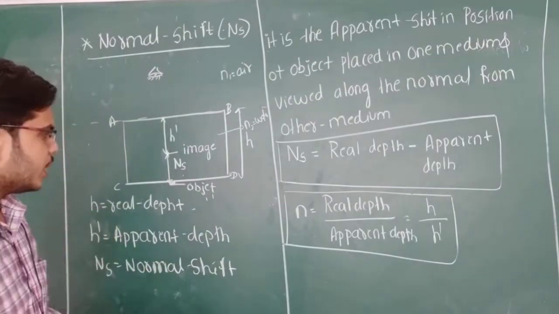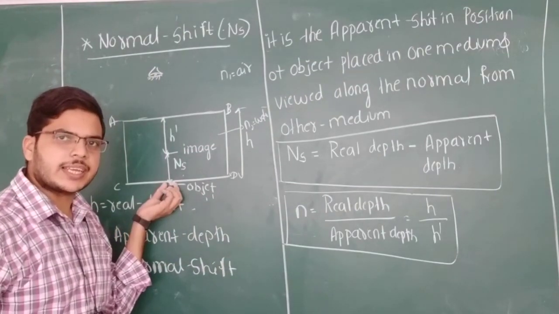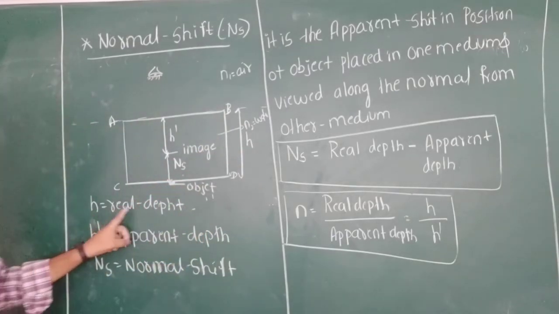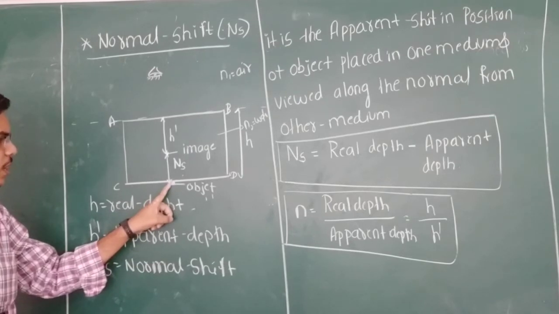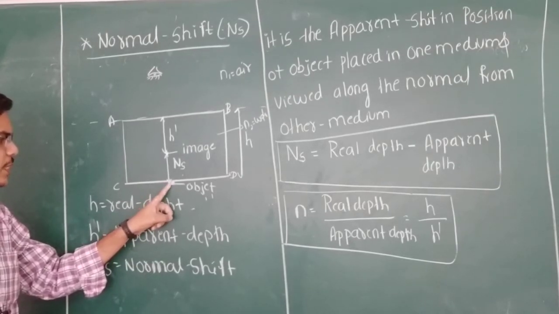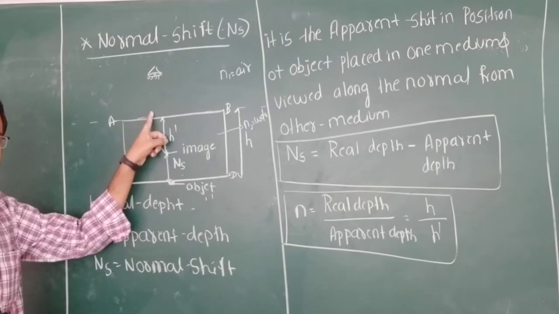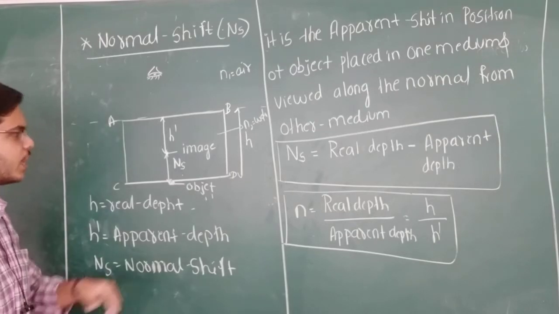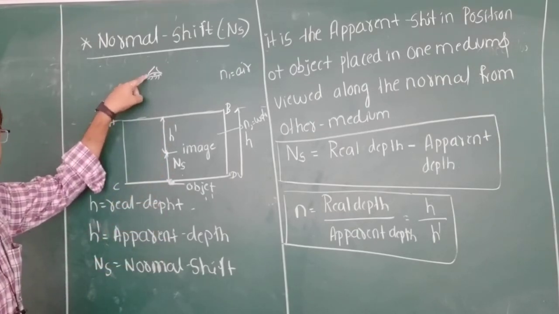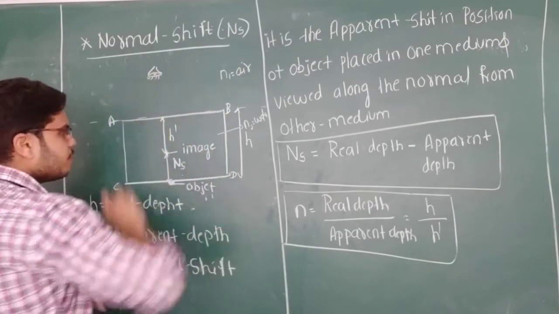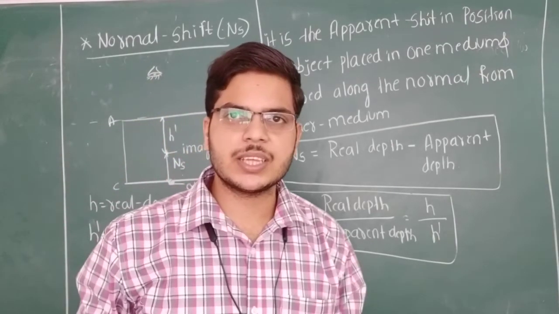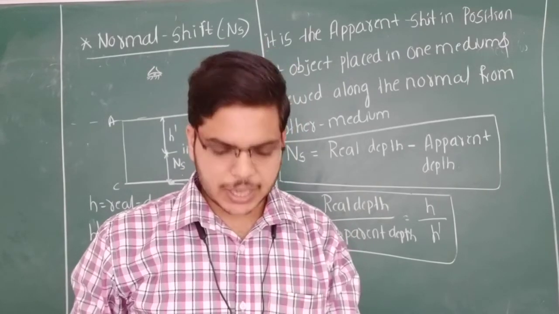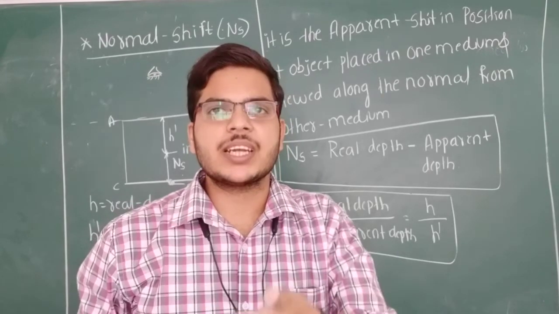The actual depth of the object from the surface is called real depth. H is called real depth. It is the actual distance of the object from the surface of the second medium. Now, due to the normal shift phenomenon, suppose you view from the other medium. For example, you are in the air looking at the water. Then the object appears to be shifted above.